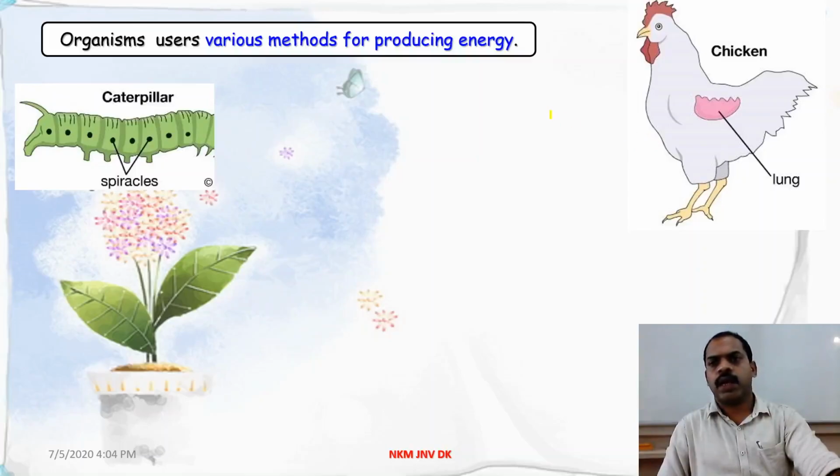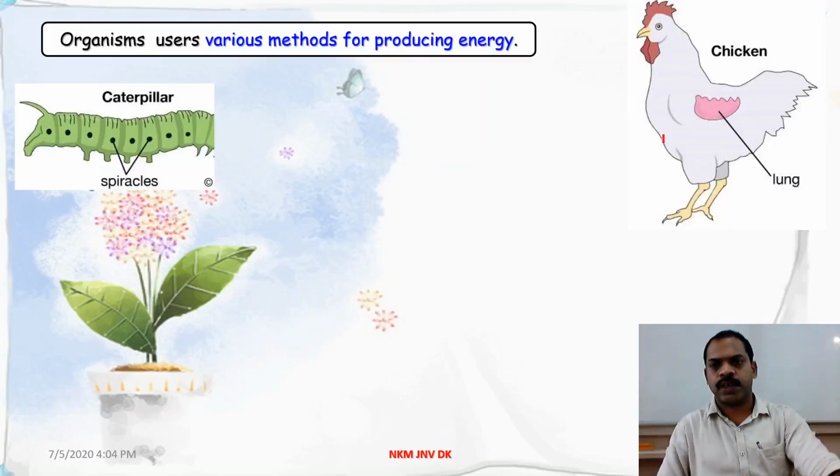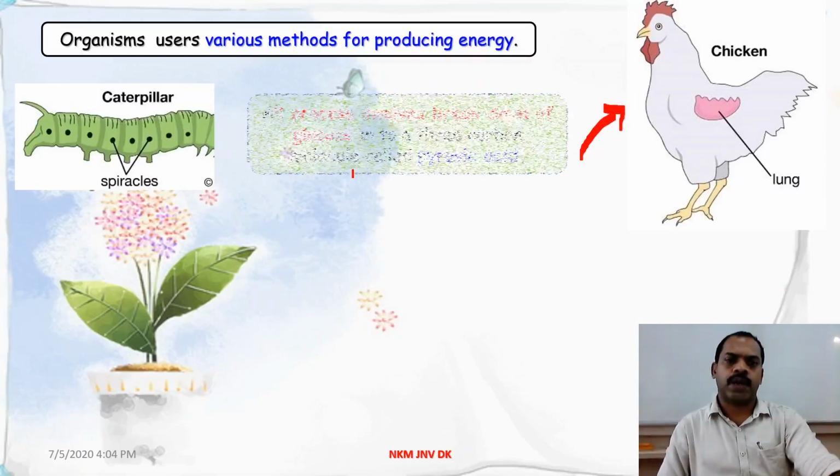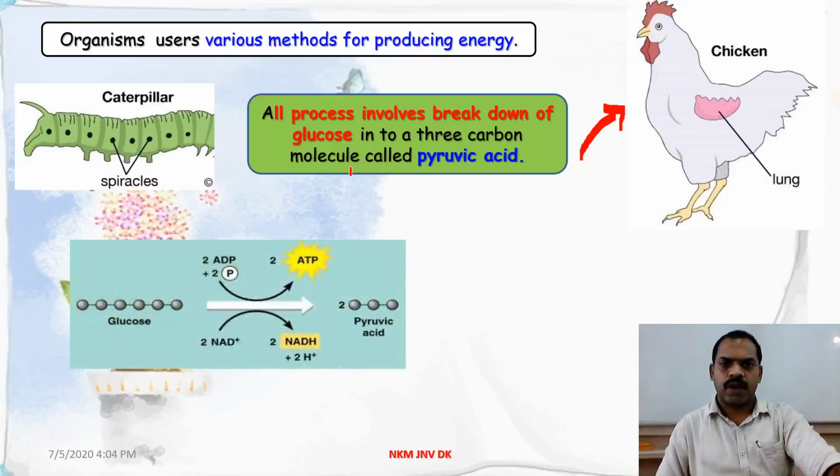While the chicken or higher animals have a very clear-cut respiratory system supported by lungs. So we can see here there is a difference in the caterpillar. When we go into the other organisms, it will be different. But whatever it is, the first process is the same.